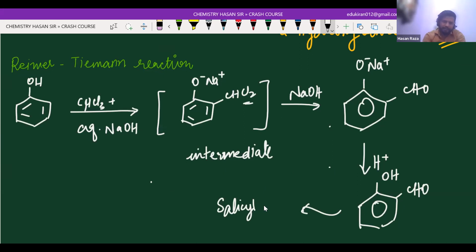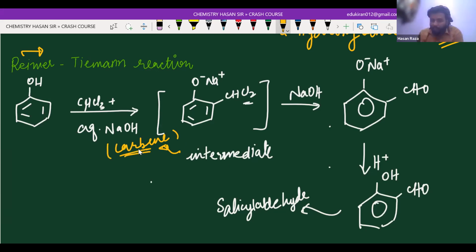Salicylaldehyde. Now I'm going to explain the mechanism a little bit. In every mechanism, either there will be the formation of a carbocation or free radical, or there will be formation of an intermediate, and here the intermediate formed will be carbene. Always remember, a question has been asked about this: in the Reimer-Tiemann reaction, or in the formation of salicylaldehyde, what is the intermediate? So the intermediate here is carbene.